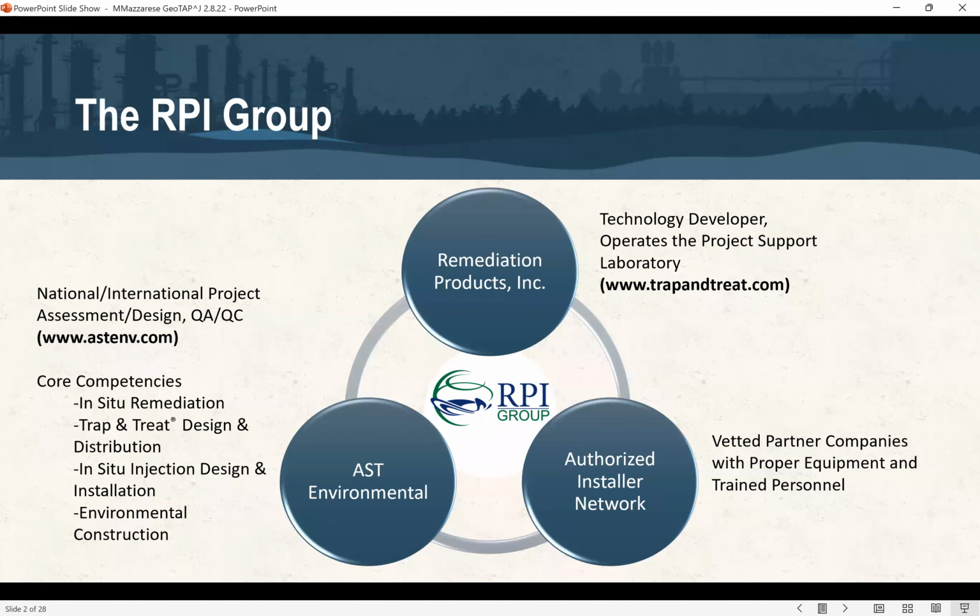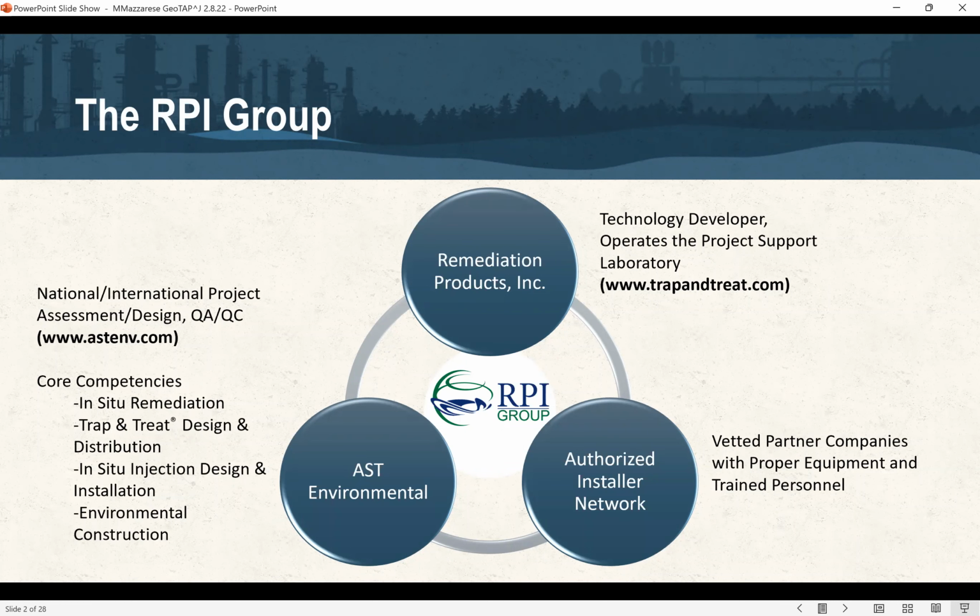So briefly, just review what we call the RPI group. RPI, the founders of the group, are the top of this three-legged stool. They are the developer of the technologies that we'll be talking about today, the activated carbon-based technologies. They also operate what we call our project support laboratory, which is based in Denver. That's their website there. And AST down there on the left.